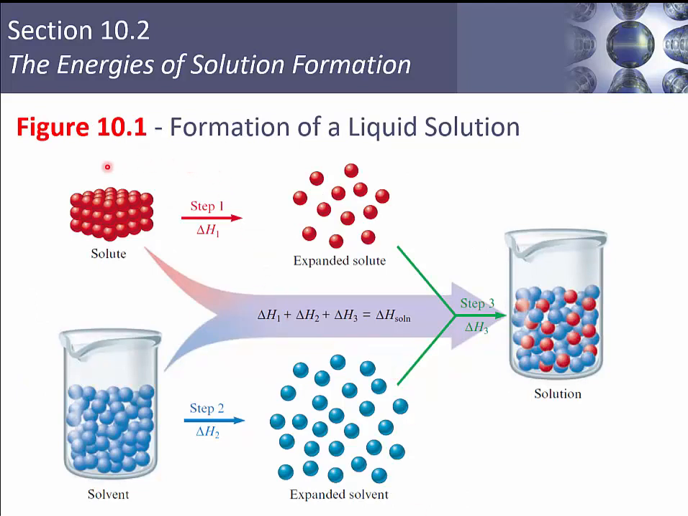So in step one, you're going to take your solute and break its intermolecular bonds. Step two, you're going to take your solvent, expand it, break its intermolecular bonds, and then you're going to combine them into the solution. So you've got three steps. Delta H1 is going to describe the energy involved in this part. Delta H2 is going to describe the energy involved in this part. And delta H3 is going to be this mixing step where you combine the two.